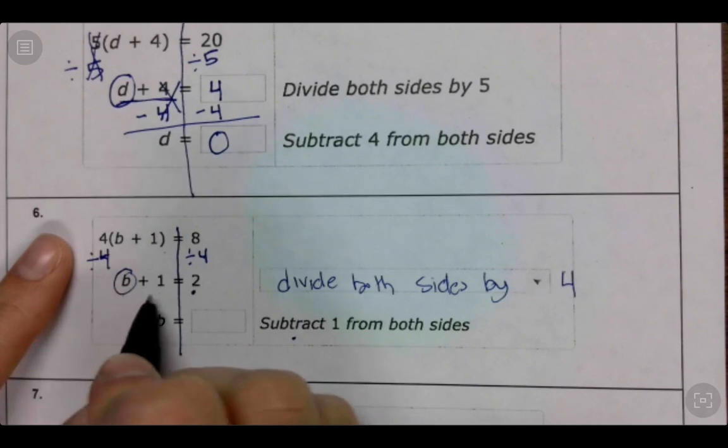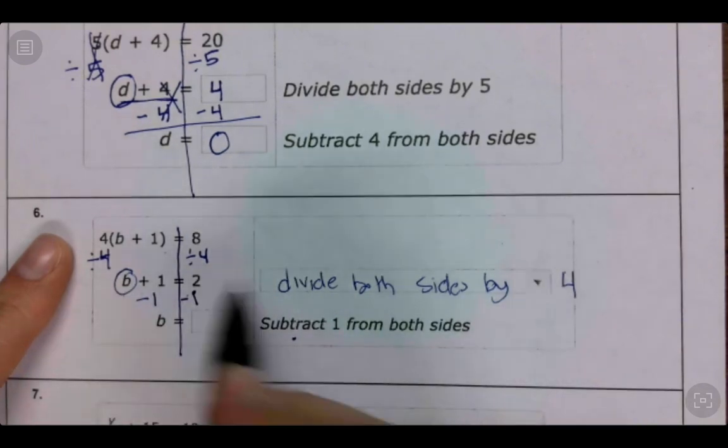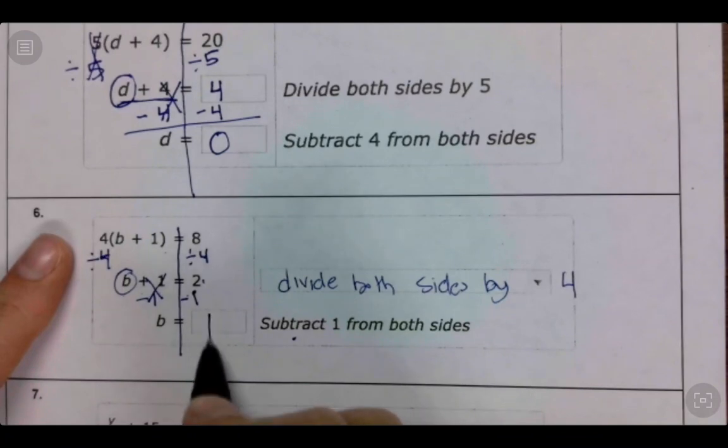So if I want to get b alone, I'm going to subtract 1 on both sides. 1 minus 1 is 0. 2 minus 1 is 1.